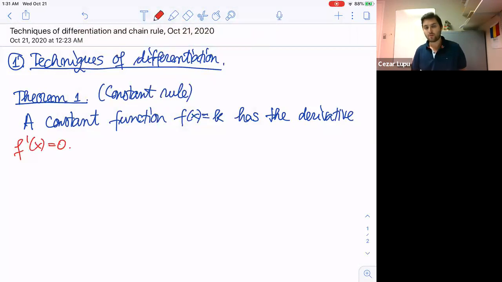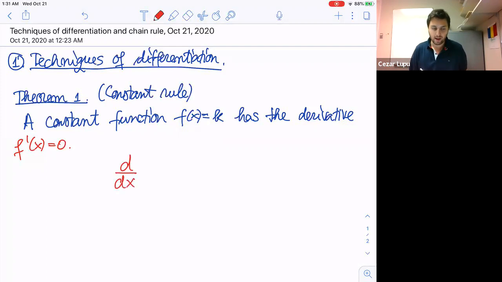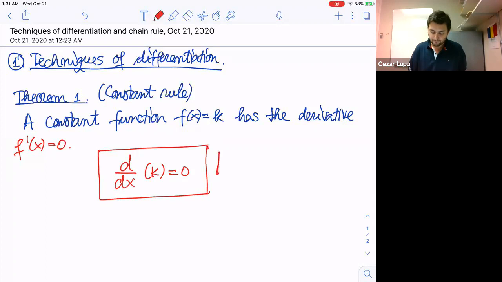Keep that in mind. For example, the derivative of 2 will be 0. So the derivative of 1 million, again, will be 0. So keep this in mind. All right, and we will write it in this way: the derivative with respect to x of this function f of x, which is the constant k, will be 0. So this is what you need to know. This is the first rule, the constant rule.